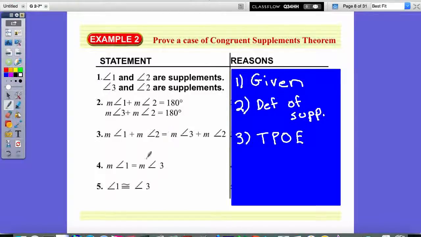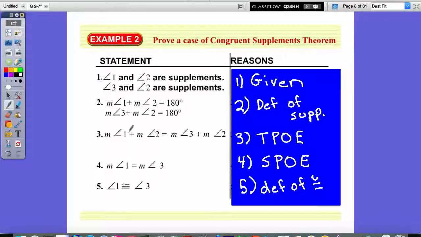Now, to get from here to here, you notice we have a measure of angle 2 on both sides. We're taking it away. We are subtracting. So that's the subtraction property of equality. And then, because they are equal to each other, they are also congruent. That's the definition of congruent. So we walked through these steps to prove a case of the congruent supplements theorem.